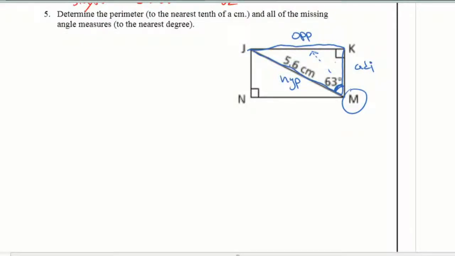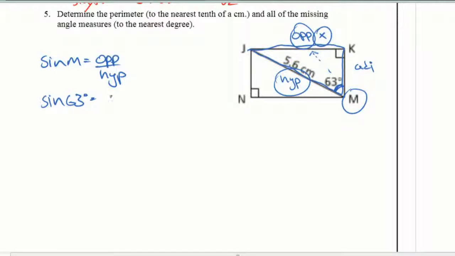So what information do I have and what am I trying to find? Well, I'm trying to find JK here. We'll call it X if you want. You can call it opposite, or you can call it JK, it doesn't matter. I'm trying to find that side, and I have the hypotenuse as my given piece of information along with my angle. So if I have the opposite and the hypotenuse, I'm going to use the sine of angle M is the opposite divided by the hypotenuse. In this case, this angle is 63 degrees, so sine of 63 is the opposite. I'll just write X because it's less letters than OPP. And the hypotenuse is 5.6.